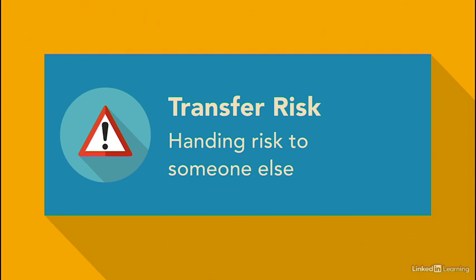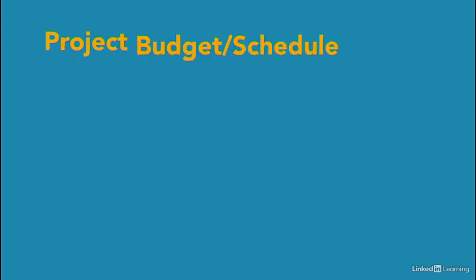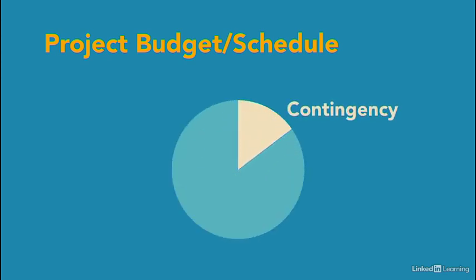This reduces risk but doesn't eliminate it. Insurance might relieve costs. It won't eliminate other factors like time delays. Make sure your responses aren't overkill. If a schedule delay triggers a $500 late fee, it doesn't make sense to spend $5,000 to prevent the delay. Remember, contingency time and funds can be used to handle risks that have no other response, or to handle risks you didn't identify up front.